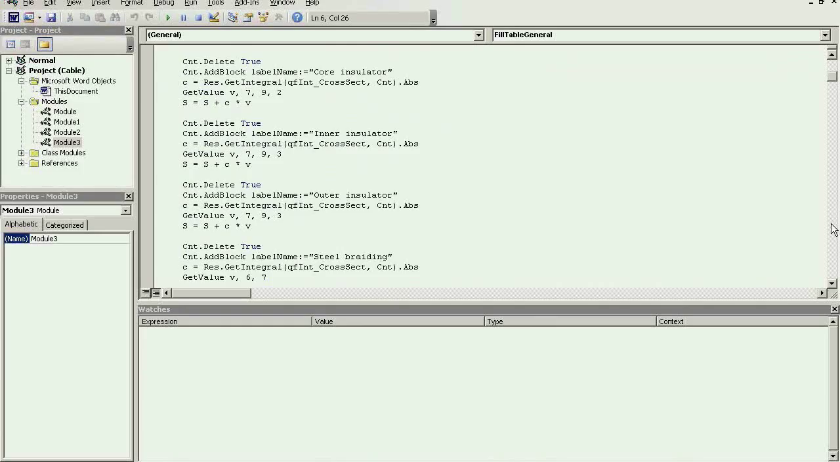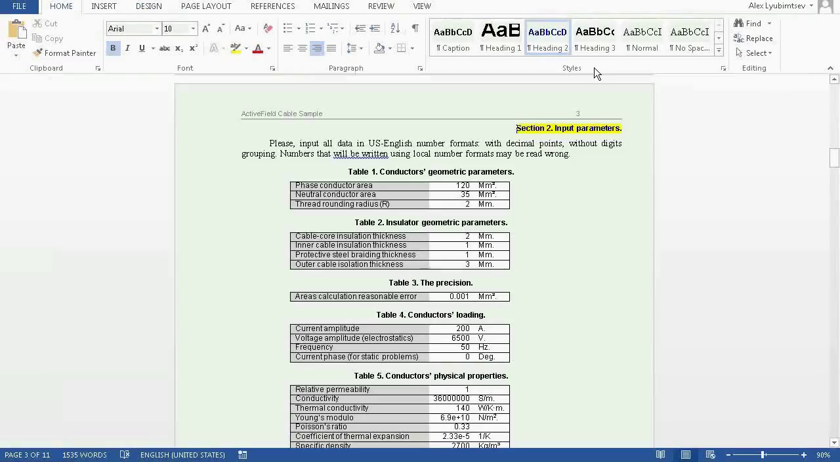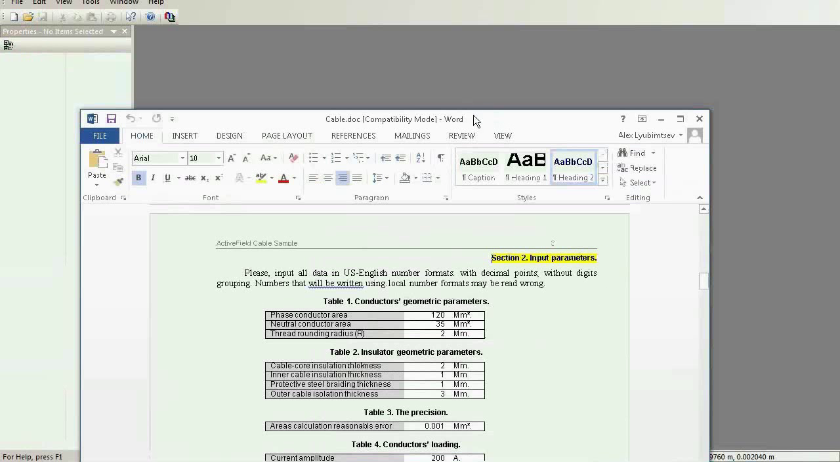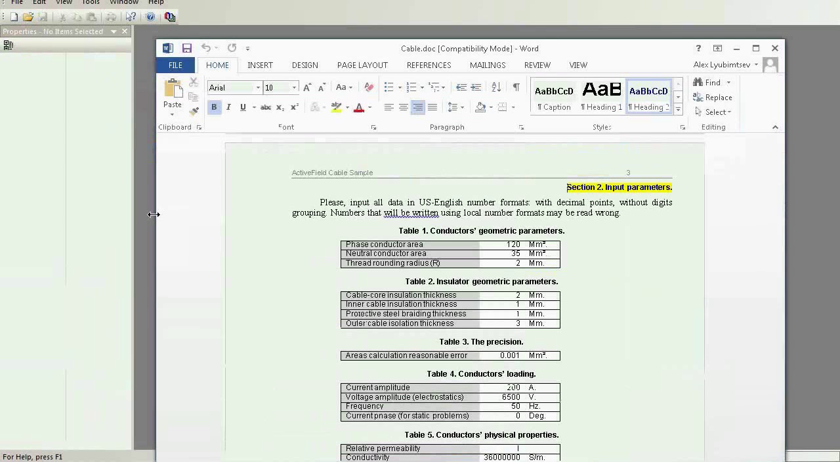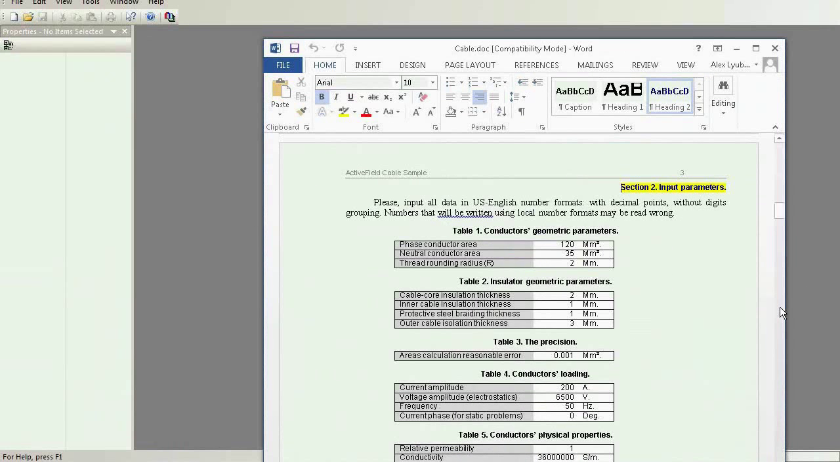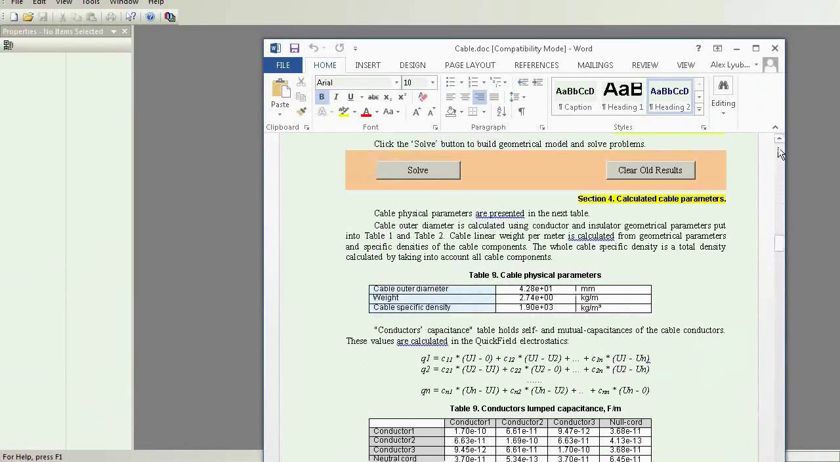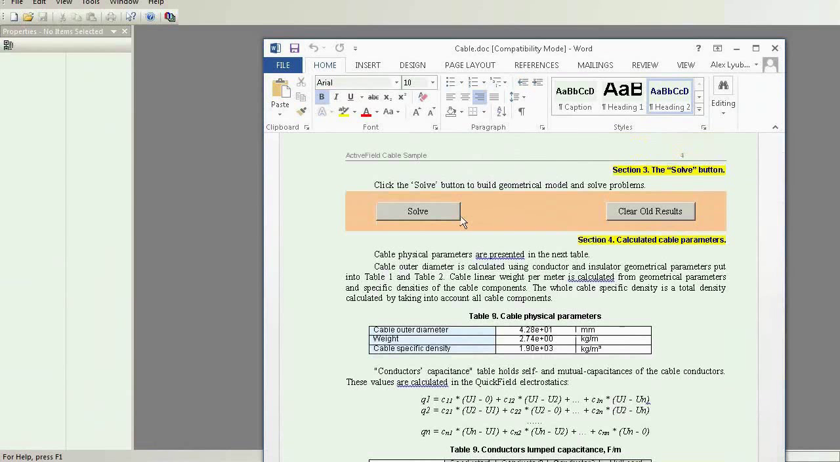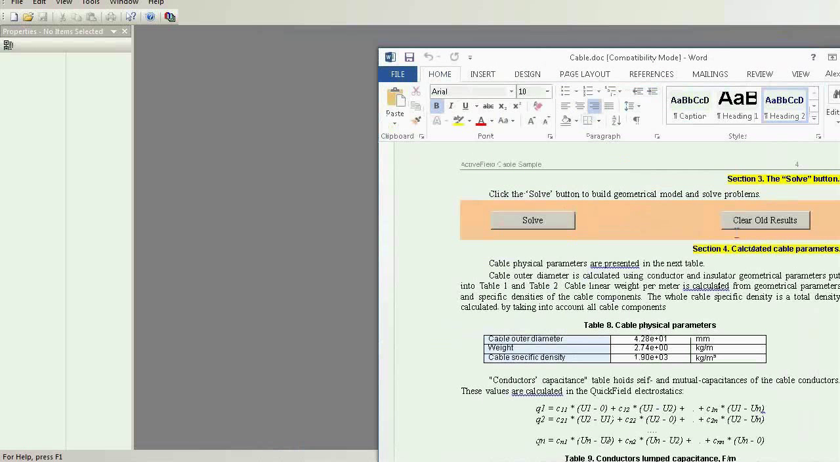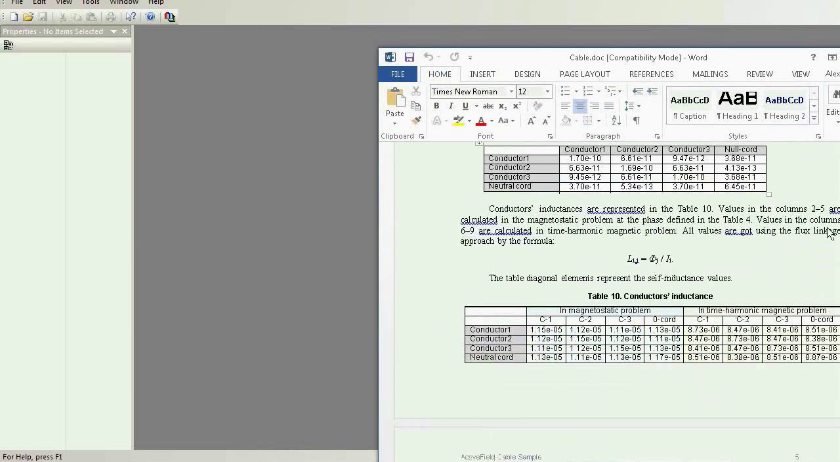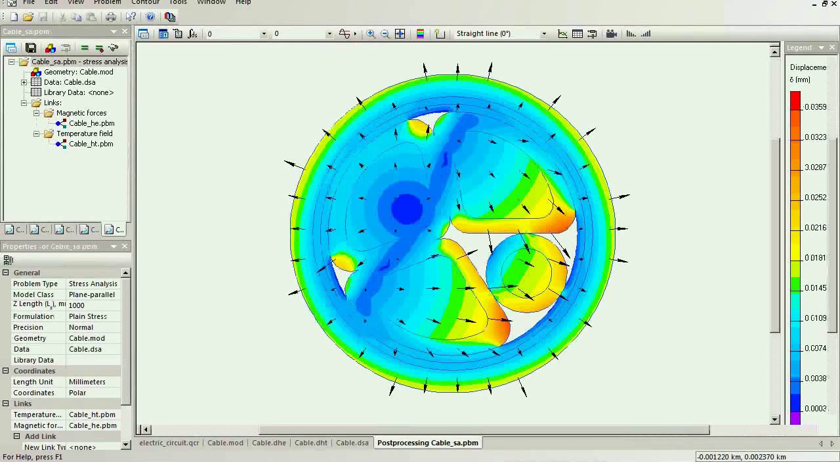Now let me show you how it works. Here is the QuickField. And my document that contains the program. I will press the solve button and you can see on the screen what will happen.